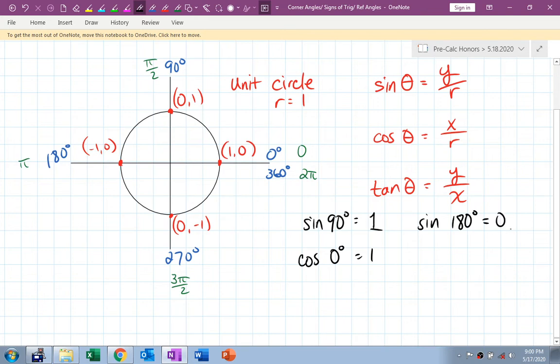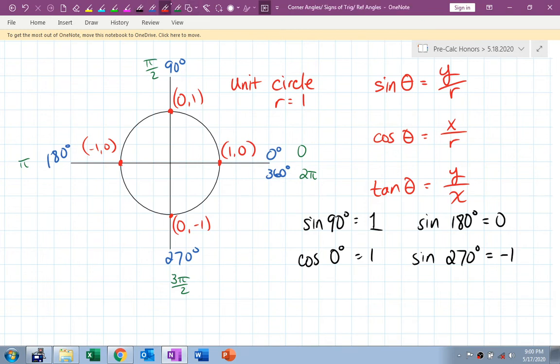Let's do the sine of 270 degrees. So the sine of 270, go to 270 degrees. Sine's the y value, -1.